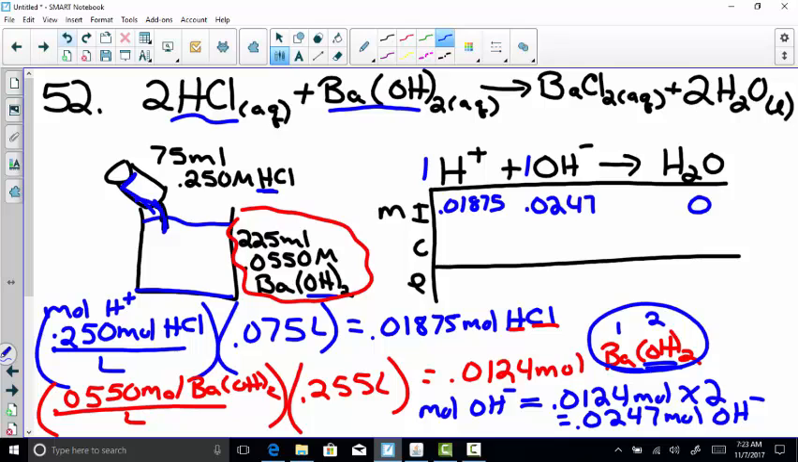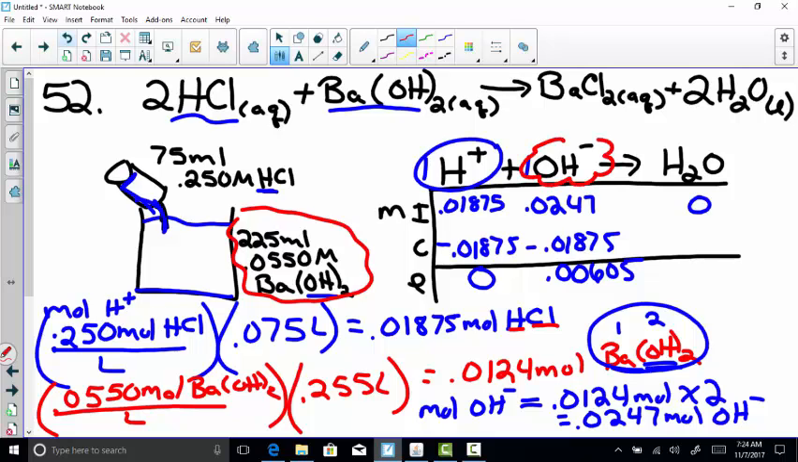So now this is nice because this is a 1-to-1 mole ratio. So I can easily determine that the limiting reactant is going to be the hydrogen ions, because it's less. So I'm going to subtract 0.01875 moles of that, subtract 0.01875 moles of that. This goes to 0, and this goes to 0.00605. So to answer the initial question, what is left over in the solution? The hydroxide is left over in the solution.